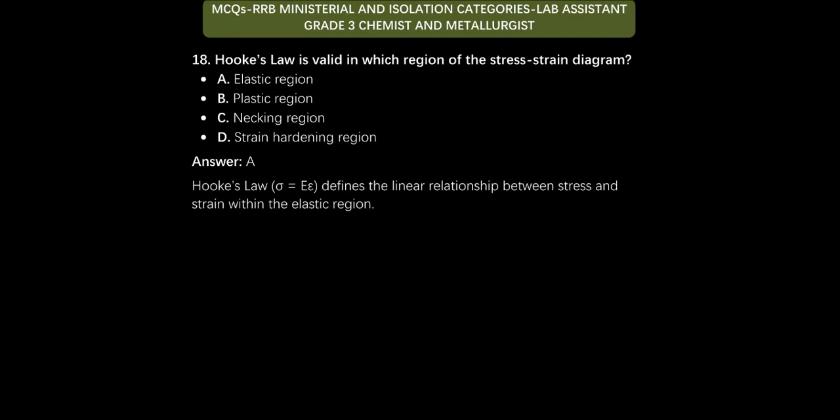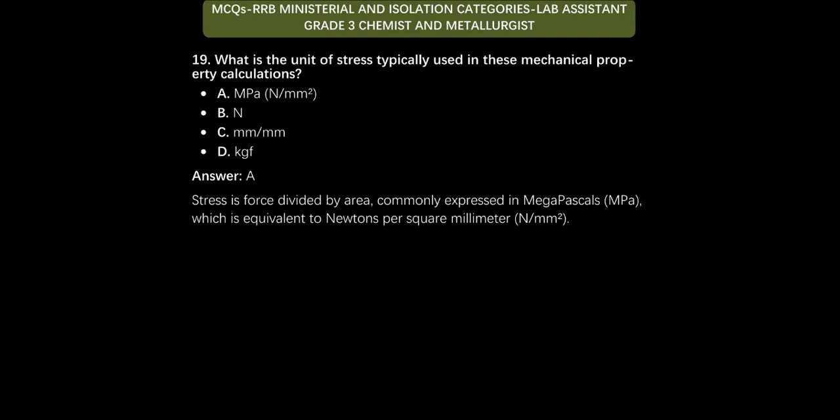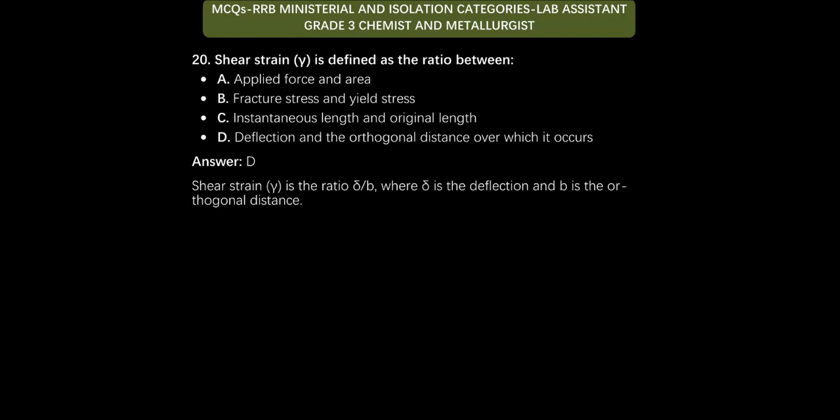Hooke's law is valid in which region of the shear strain diagram? Option A, elastic region. What is the unit of stress typically used in this mechanical property calculation? Option A, megapascal. Shear strain is defined as the ratio between, option D, deflection and the orthogonal distance over which it occurs.